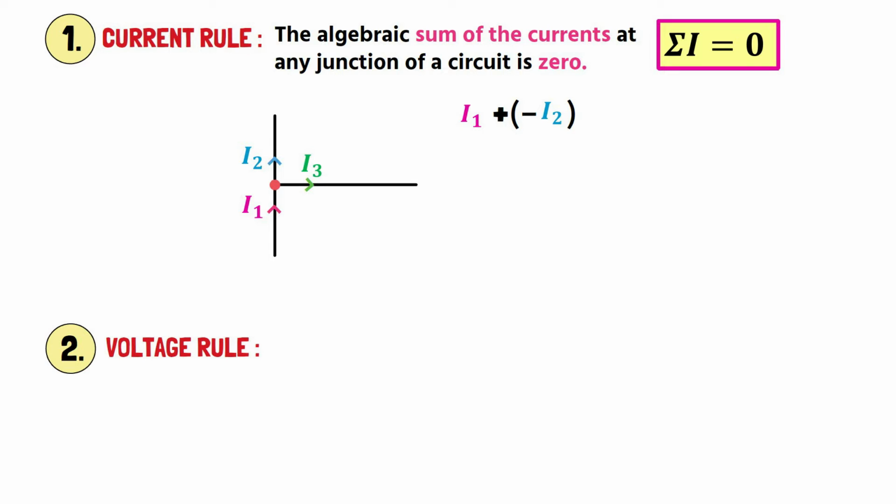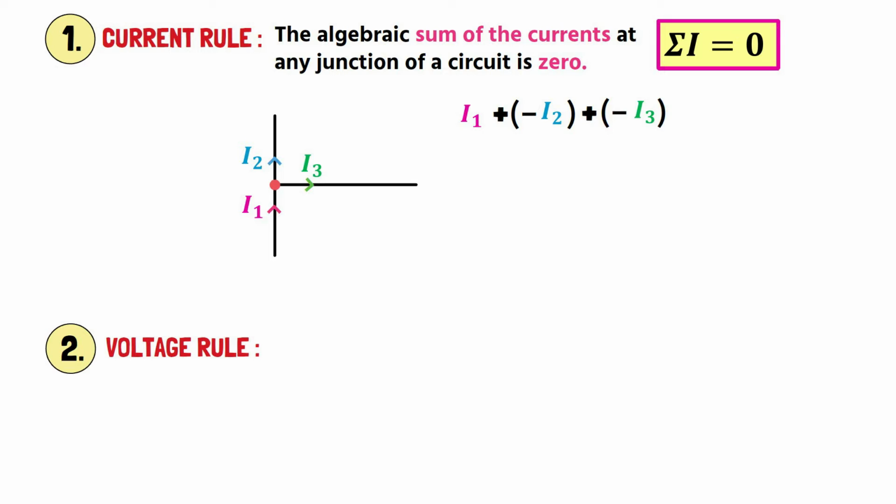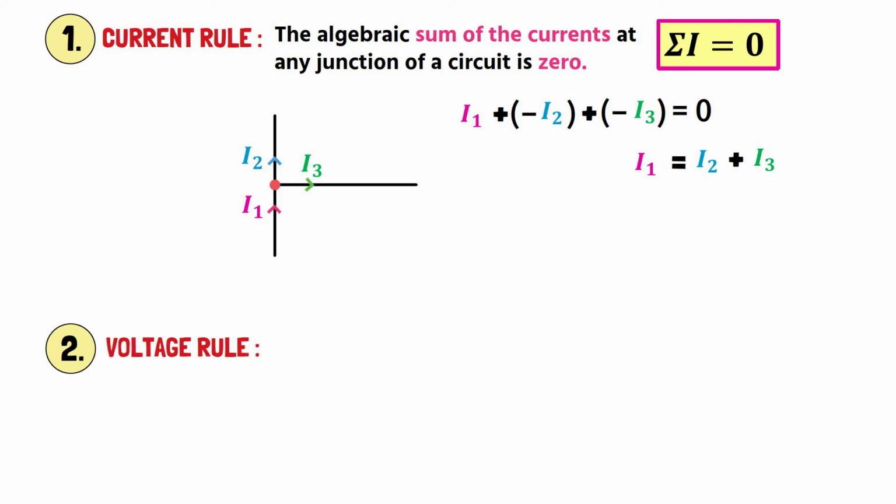Jadi kita ada satu lagi current that is outward from the junction iaitu I3. So kita totalkan semua current pada junction tersebut. So I3 jangan lupa ya, dia adalah negative sebab direction dia outward from the junction. And then all the currents are equal to 0. So now we can rearrange the position of this equation where we can write that I1 is equal to I2 plus I3.